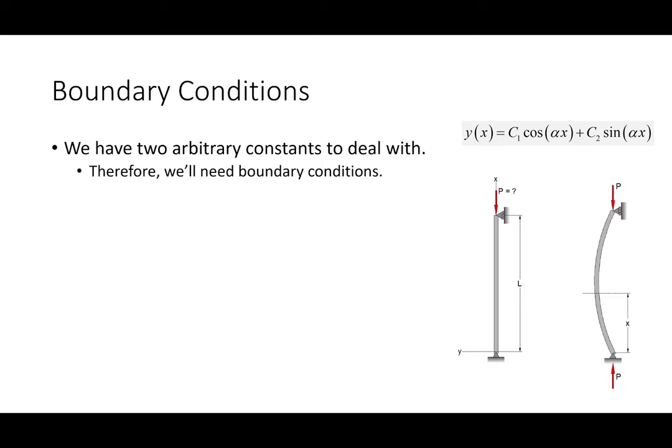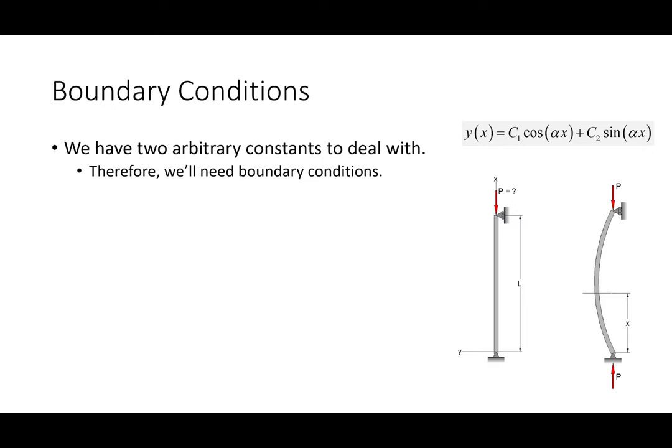Zero, right? In other words, here's the column before it's buckled. Here's the column after it's buckled, right? What's the deflection right here? I don't know, the deflection there might be 3 inches. The deflection right here might be 2 inches. What's the deflection right there? What's the deflection right here?